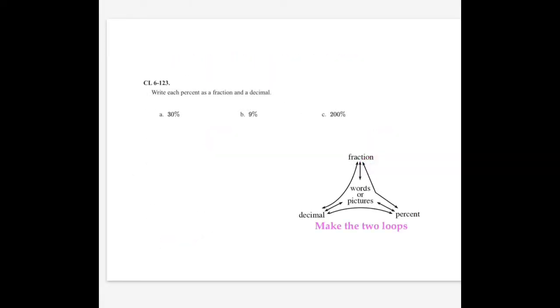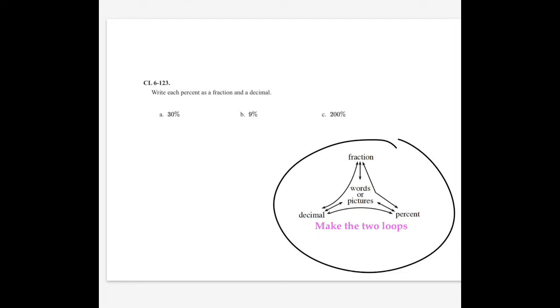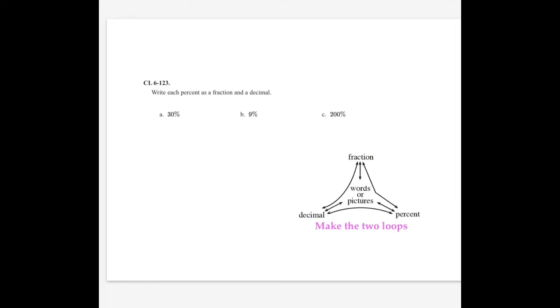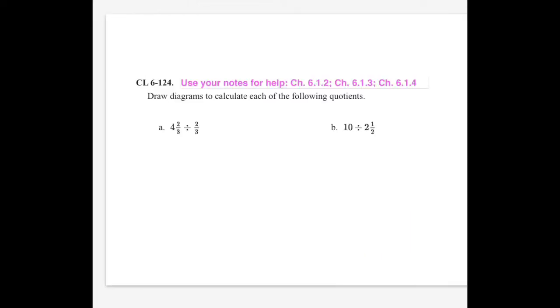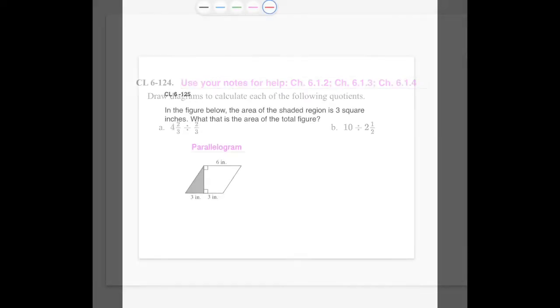For the next problem, you want to use a portion web, which is this right here. You've seen this before. It's in your notes. My only hint to you is to make those loops 2 times. Which some of you don't, and it makes a big difference, so please make the 2 loops. 6-124. Draw diagrams to calculate each of the following quotients. If you need help, go through your notes. Look at chapter 6.1.2, 1.3, and 1.4.